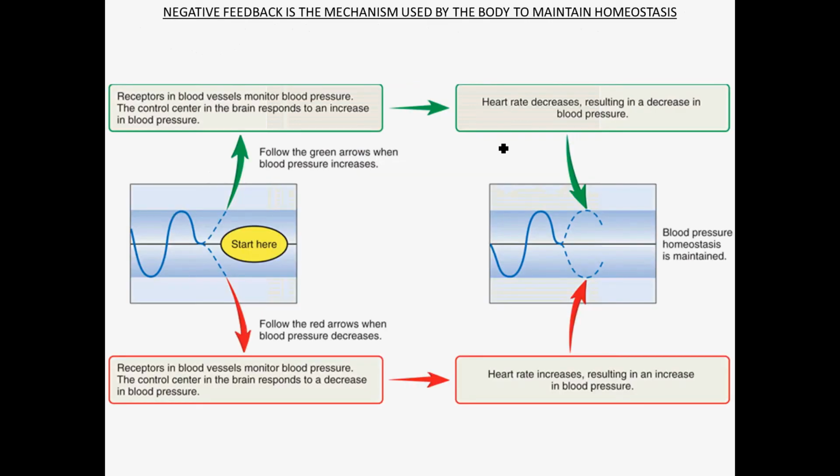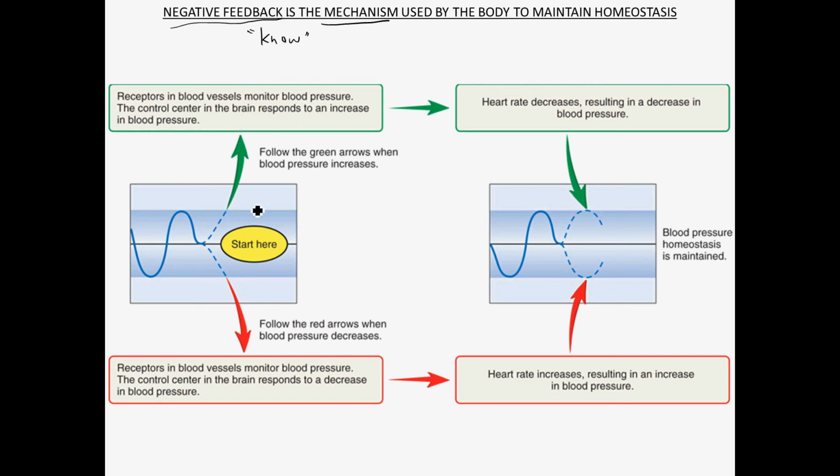So how does the body, quote-unquote, know? This is always a big question. How does the body know when to bring the body temperature up or back down, or whatever other variable we're talking about? Well, negative feedback is the mechanism used by the body to maintain homeostasis. This negative feedback mechanism describes how this is happening.